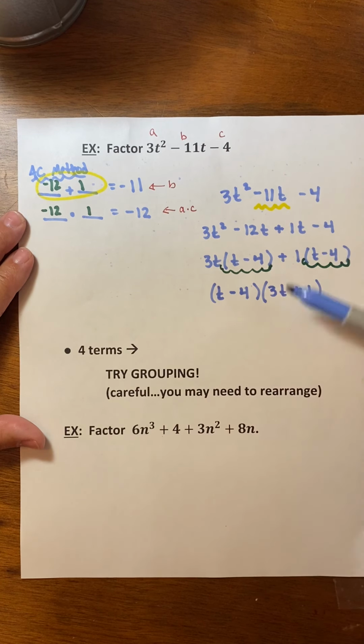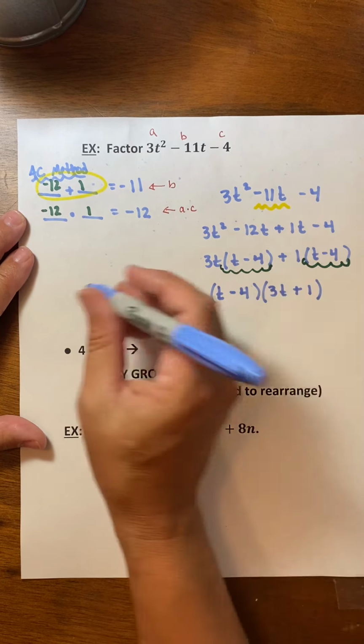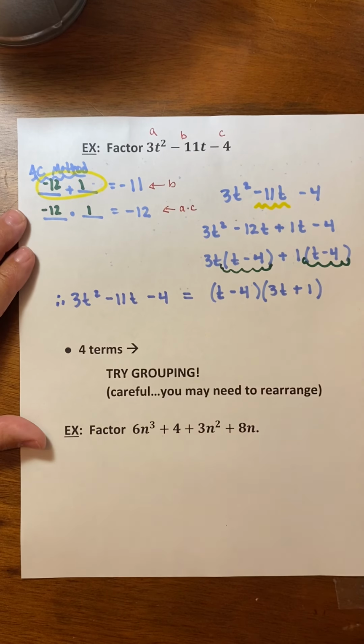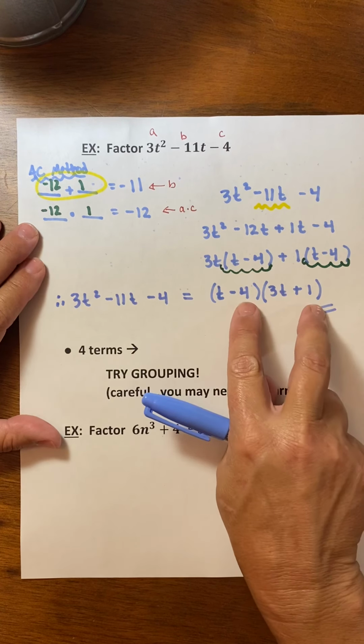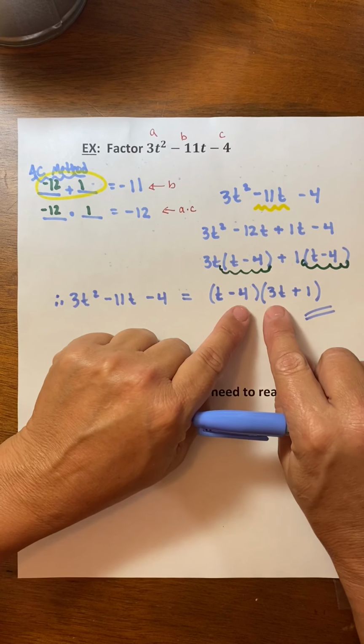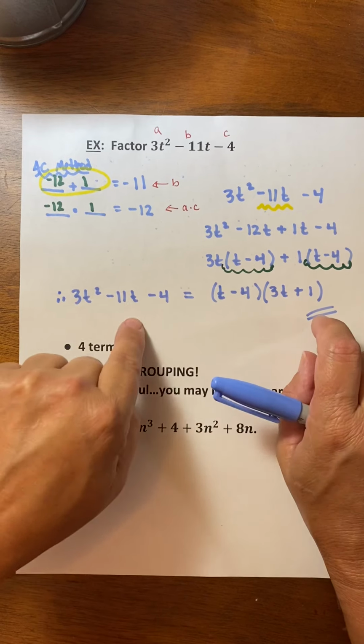So we used grouping in the AC method. There we go. And you can check: the product of the first is 3t squared. Product of the last is minus 4. The inners give me negative 12 t's, plus 1t from the outers gives me my negative 11 t's.